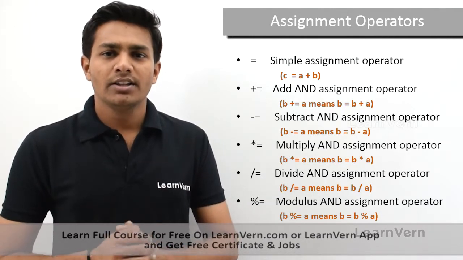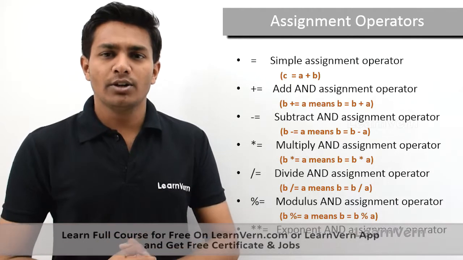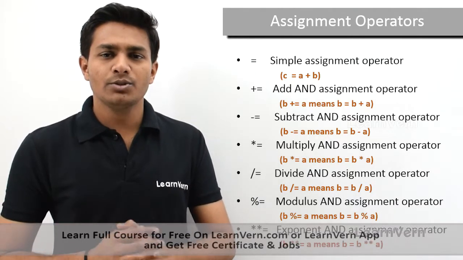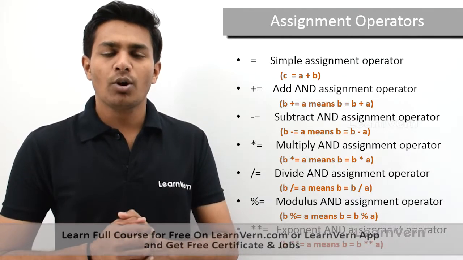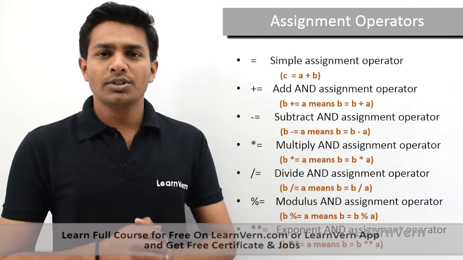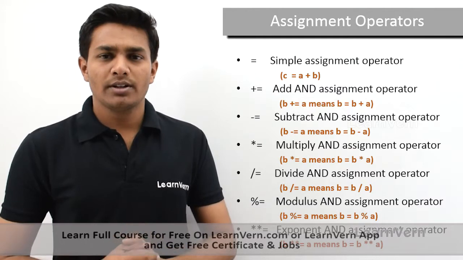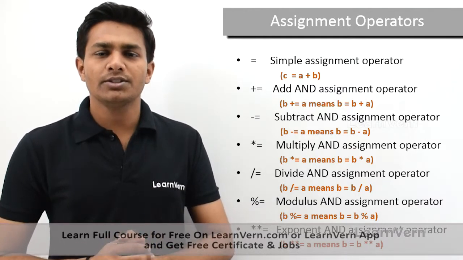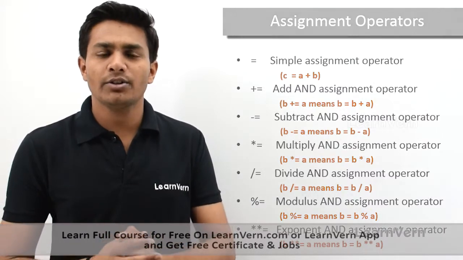And the last is the exponent and assignment operator. When we want to perform an exponential operation on our two operands and store the output in our left operand, in this case we will use this exponent and assignment operator.